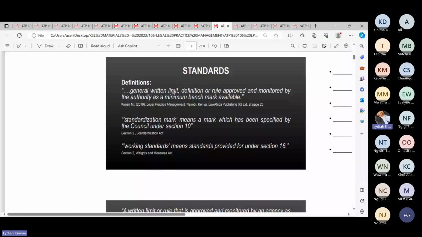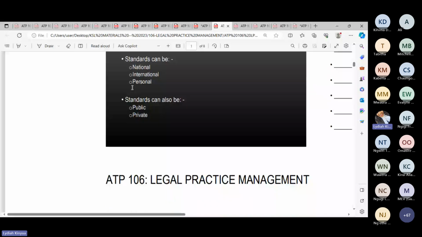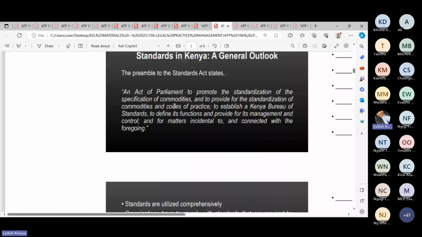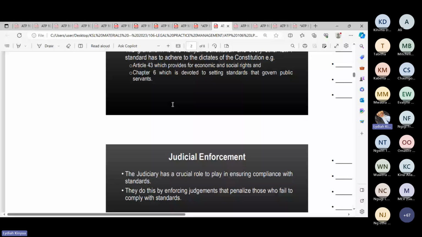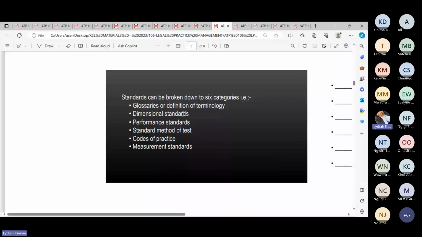A standard can either be a national standard, an international standard, a personal standard, or a public-private standard. I don't know whether anyone will ask you the classification of standards, but these are your standards. It can be a national standard, as a country, what can we not do? An international standard, maybe against torture, or a personal standard that you'll never wake up late, even if you have no exam. It can be a public standard, or a very private standard that you apply to a particular organization or to everybody. So a standard is what we cannot go below.